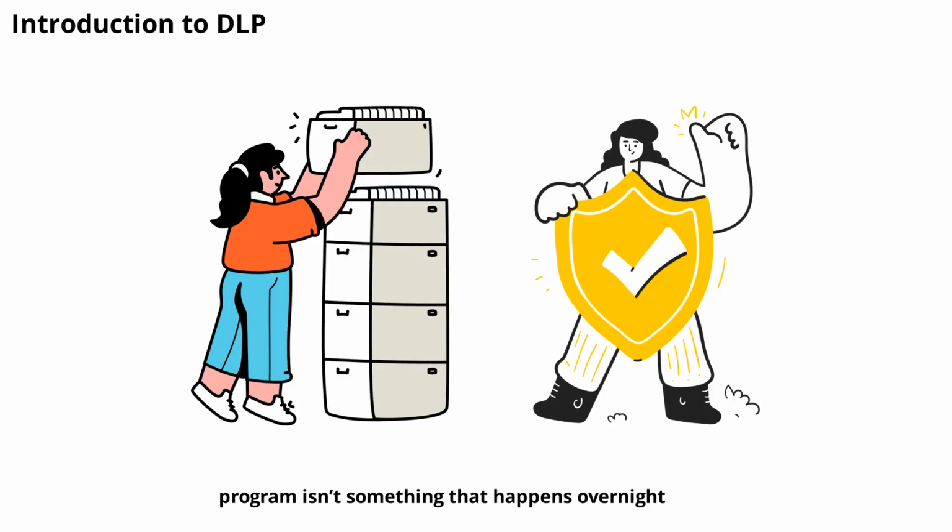But rolling out an effective DLP program isn't something that happens overnight. It requires careful planning, stakeholder engagement, and a step-by-step process. Let's start by breaking down what DLP is and why a structured timeline matters for successful implementation.